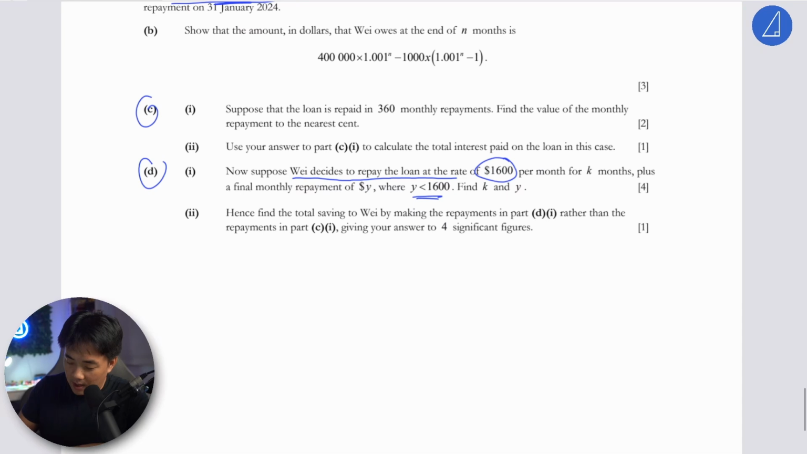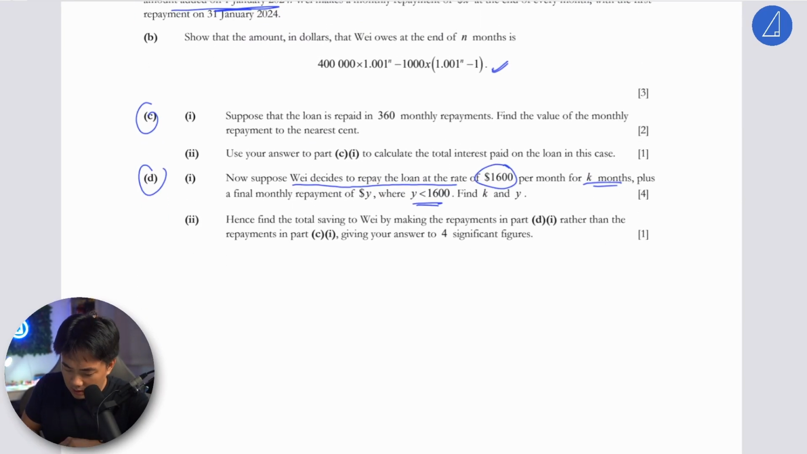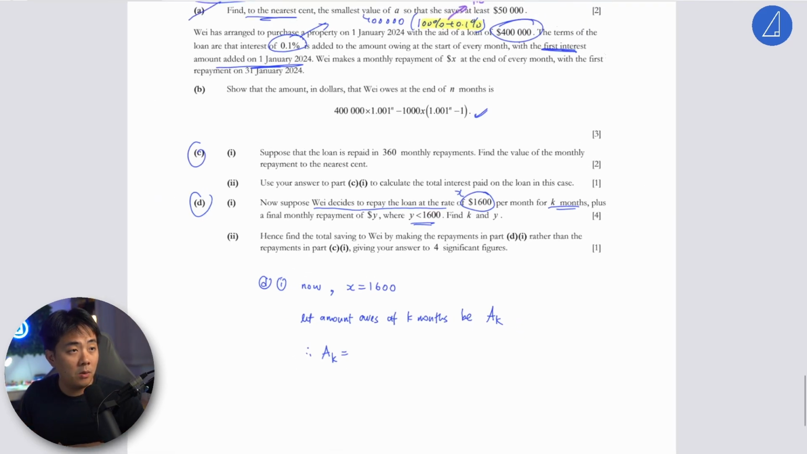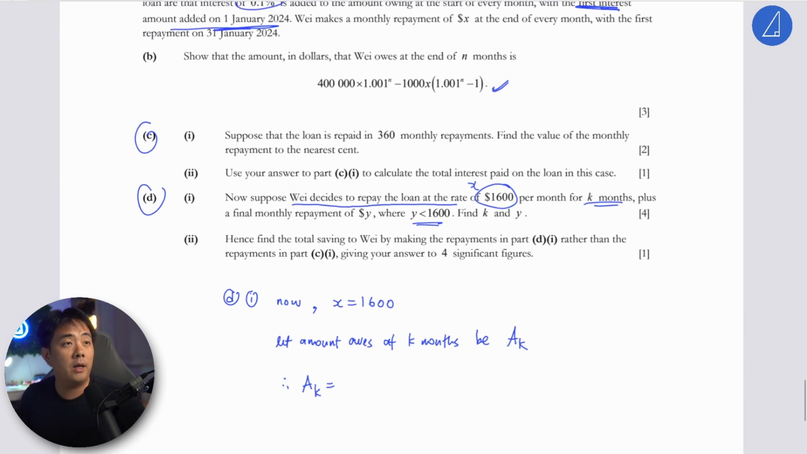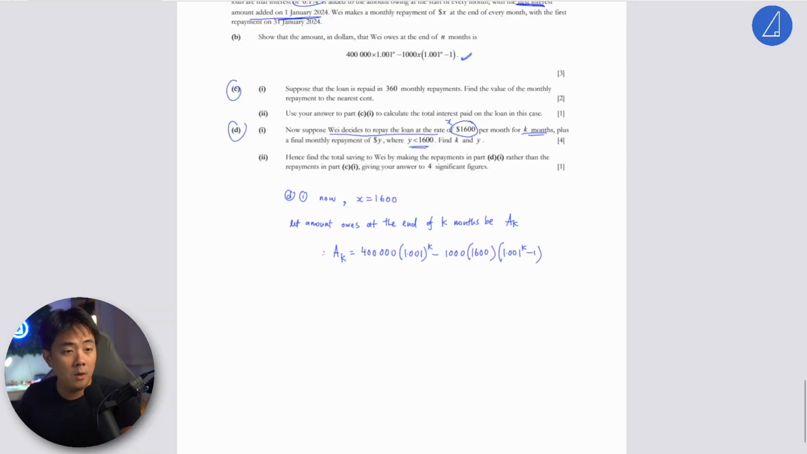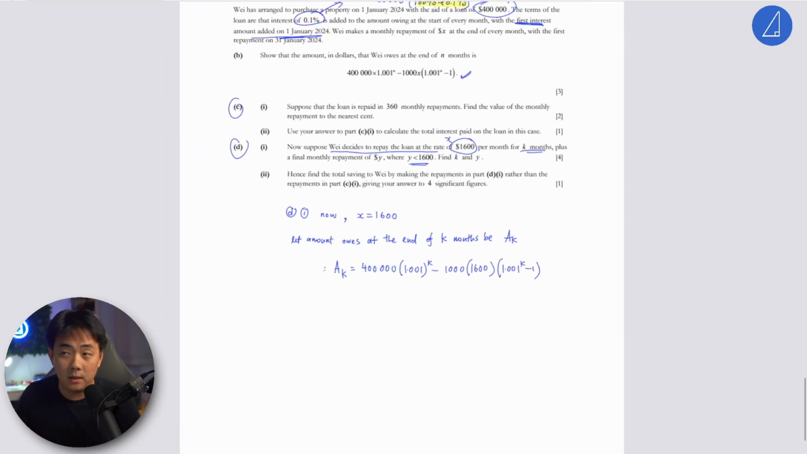So in this case it is better to use the GC to see. This is the amount that you have, right? This one over here. So the K month we need to find. I think okay, just use GC, no issue. So now basically this is our X. I just let the amount owed at the end of K months be AK. So this is the amount that I'm looking at. The next thing is to just key into the calculator, use GC and use table values to find out the value of K and the last month's installment.